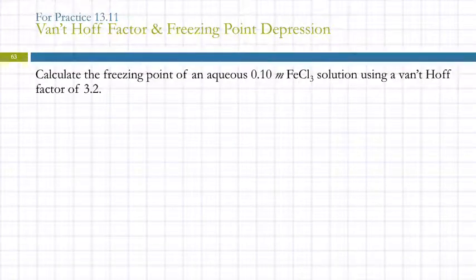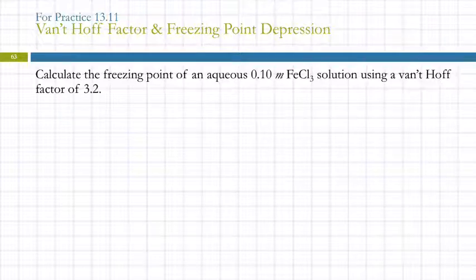So let's do an example of this. Calculate the freezing point of an aqueous 0.10 molal iron(III) chloride solution using a Van 't Hoff factor of 3.2. So here they're giving us the actual Van 't Hoff factor. What would the expected one for this compound be? How many ions are in 1 unit of FeCl3? 4 ions. We expect it to be 4, it's actually 3.2.